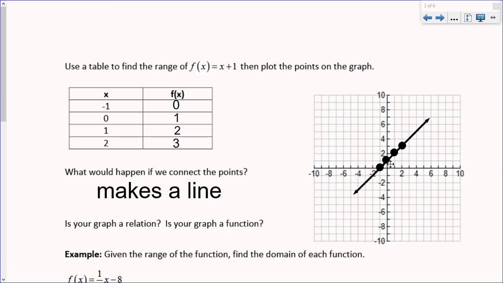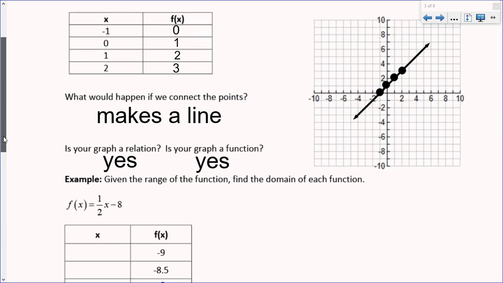So now that we have our graph of a line, and I have to put arrows on it because it can keep growing, we ask, is this a relation? Yeah, it's still a set of ordered pairs. Is this relation specifically a function? Yeah, it'll pass the vertical line test, and none of the x's are repeating. And it's also called function notation, right?